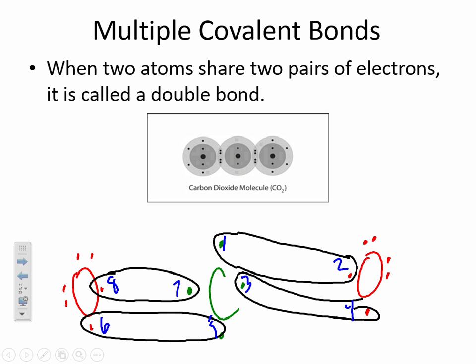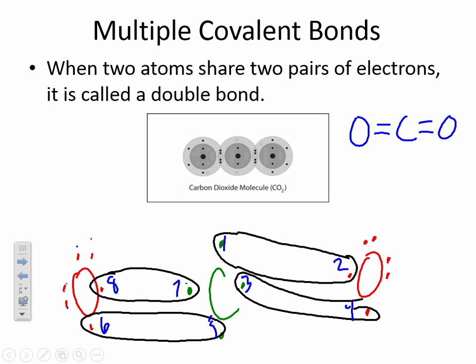And if you do the same for oxygen, you get 1, 2, 3, 4, 5, 6, 7, 8. You get the same exact thing. But in this example, unlike the first example where they were just sharing 1, now they're sharing 2. We have 2 pairs of sharing on each side, so this would look like this. 2 lines is a double bond.